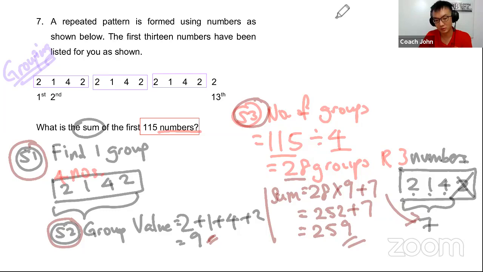I just want to demonstrate using this example that knowing predictable steps for grouping can be achieved. Step 1, find one group. Step 2, find group value. Step 3, find number of groups. Okay, so let me just go back.